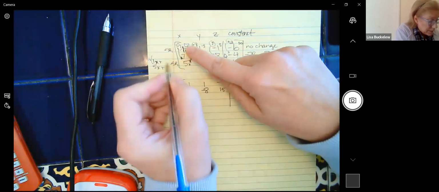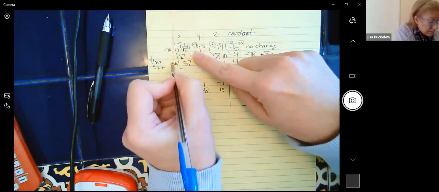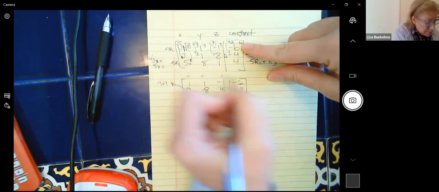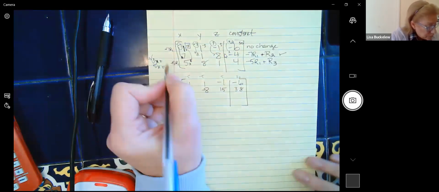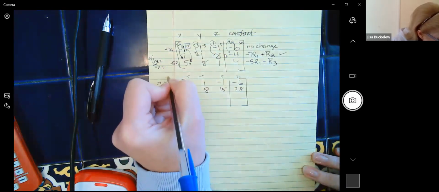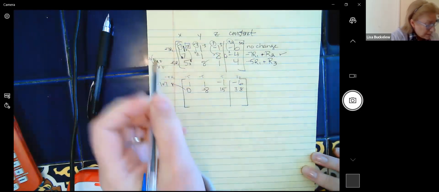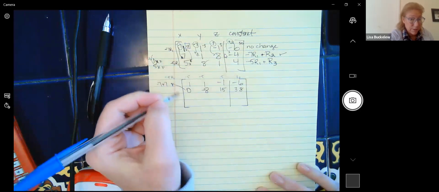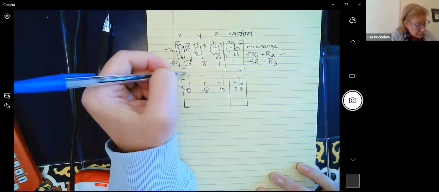Negative 5 times 1 is negative 5. Negative 5 times 1, negative 5. Negative 5 times negative 1, positive 5. Negative 5 times negative 6 is 30. So I just went ahead, I don't know if this makes it any easier to understand or not, but this is the negative 5 times row 1 results, kind of closer. I'm going to add these to my bottom row here.